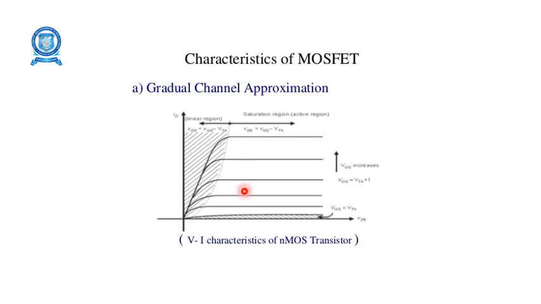Next, characteristics of the MOSFET. We are having the VI characteristics, that means voltage and current levels are defined here. As the voltage increases gradually, the current is also increasing. These are all the regions. Three regions are shown here: this is the linear region, this one is the saturation region, and this one is the cutoff region.